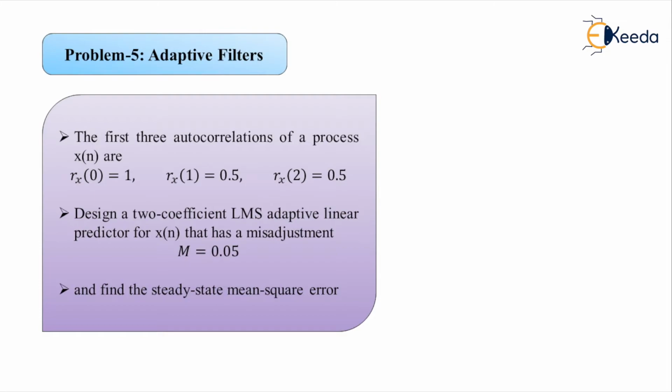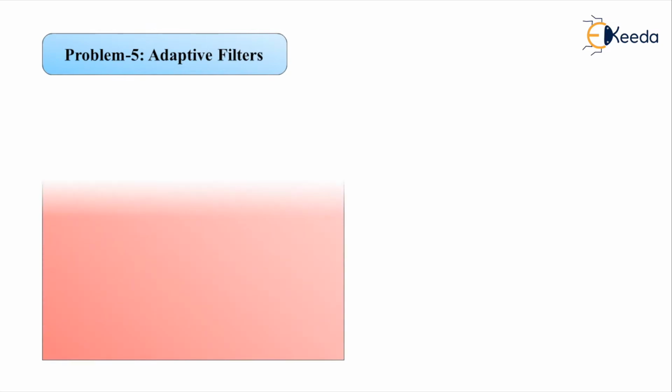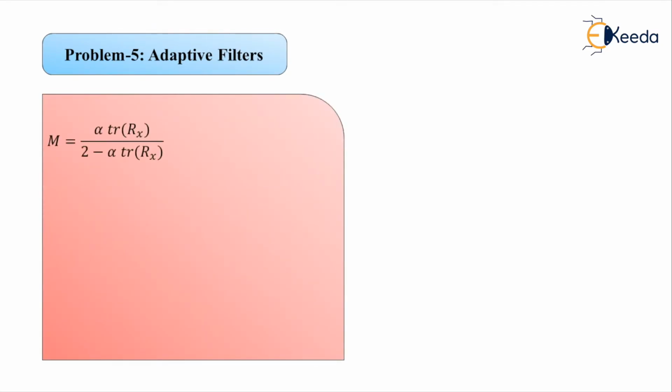Here we are going to make use of a formulation for the misadjustment. As we have seen while discussing the design of the LMS based filters, capital M is equal to alpha times tr of capital Rx divided by 2 minus alpha times tr of capital Rx. Capital R suffix x is the autocorrelation matrix associated with the discrete time random process x of n.